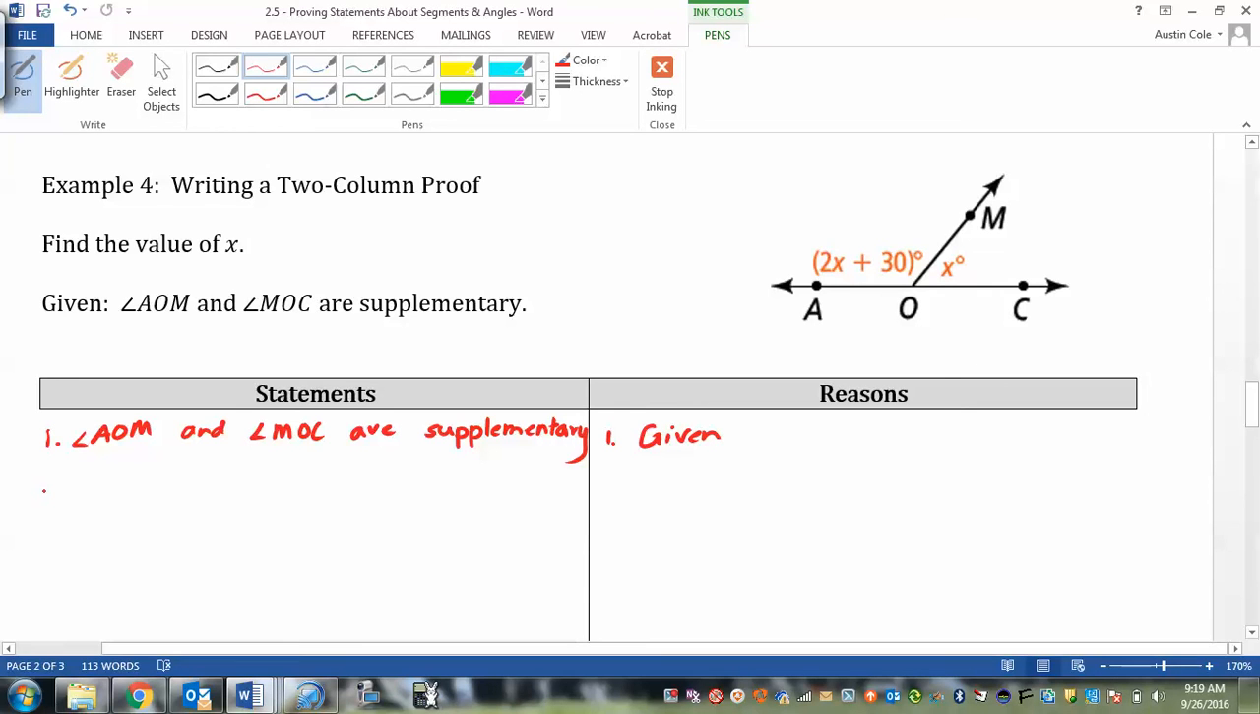So here's what we're going to say. I'm going to say angle AOM plus angle MOC equals 180 degrees. Caden, how'd you know that? What's our reasoning there? Kristen? Hey, that's just what I told you, right? From the get-go, I said supplementary means 180. That's just by the definition. Since we know the definition, we can state that.